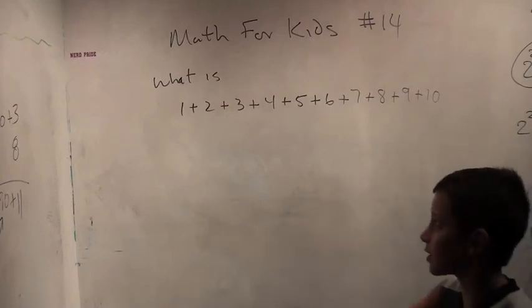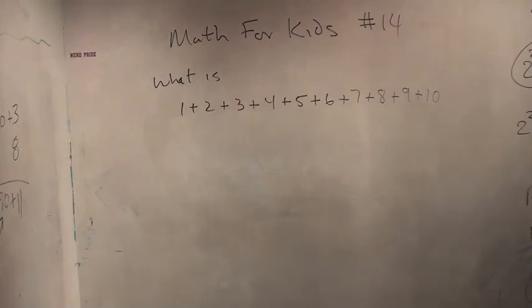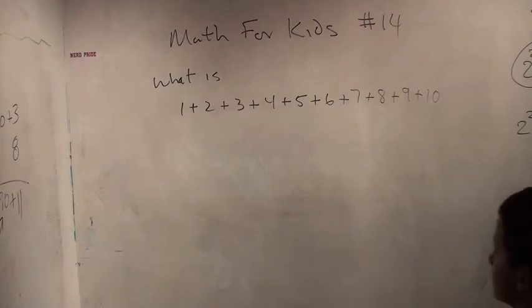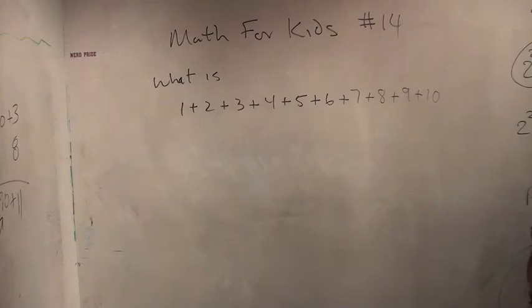Okay, you ready for this one? Sorry. This one has nothing to do with fractions. Okay, so this one's just supposed to be a real quick one. What is 1 plus 2 plus 3 plus 4 plus 5 plus 6 plus 7 plus 8 plus 9 plus 10? Okay, now you could add it all up if you wanted, but there's actually a really clever way to do this. Do you know?